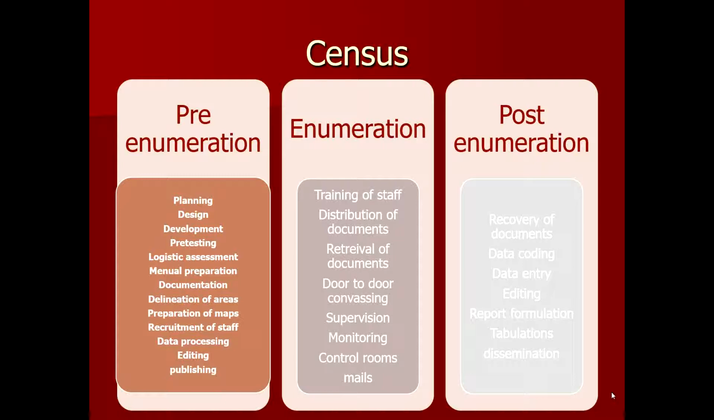During the enumeration phase, door-to-door convincing is done, and the enumeration is done. It is being supervised. It is being monitored. There is establishment of control rooms which collect data on a daily basis. They check that data, and they generate mails. They inform the local authorities, provincial authorities, regional authorities, and the national authorities how the data is being processed.